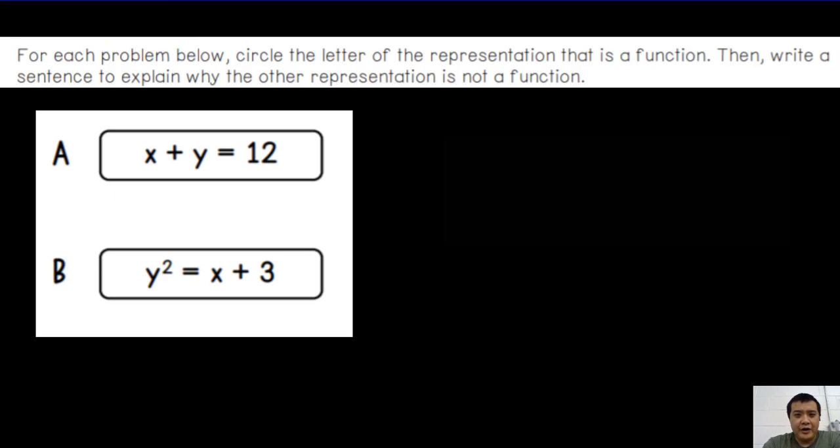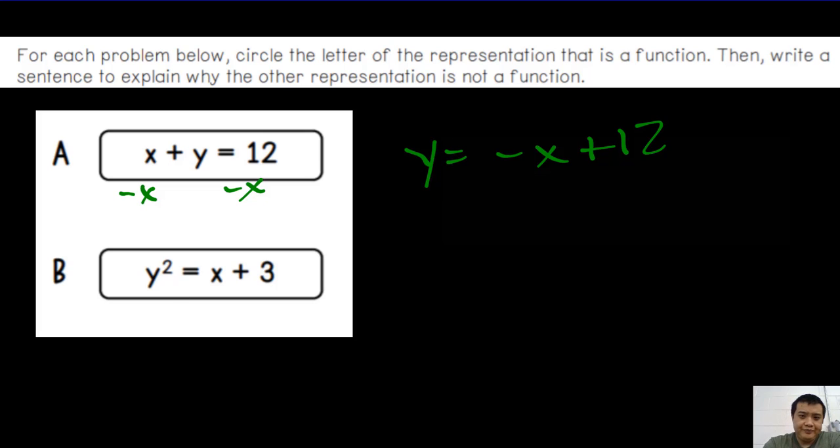Here, we're asked to figure out which one of these two is a function. Here, if we can solve for y, we would get y equals negative x plus 12, because we would subtract x from both sides. Okay, and we can see that for any number that we put in here for x, we would only get out one y value.